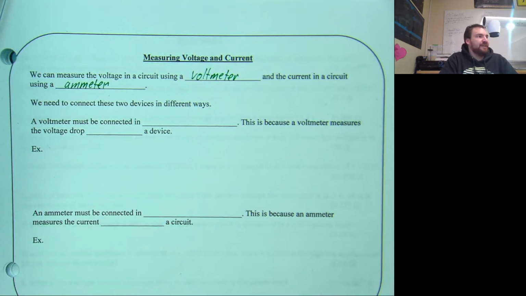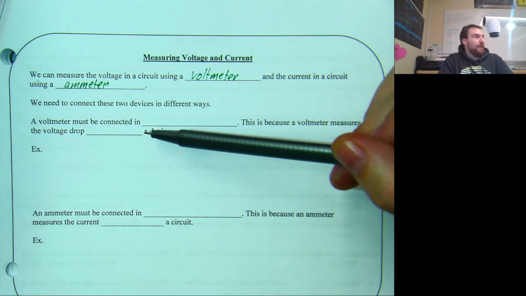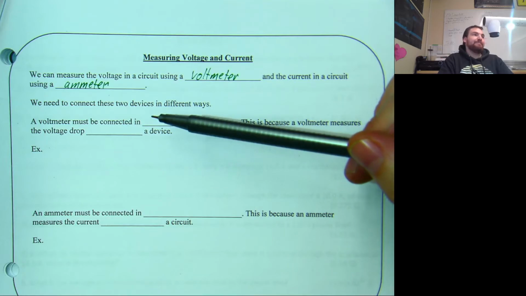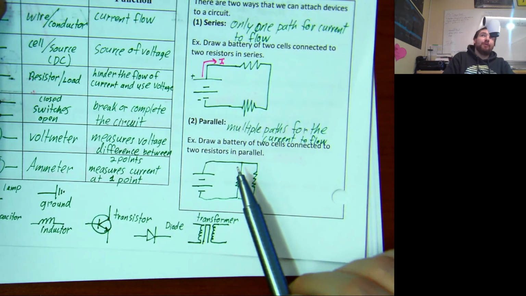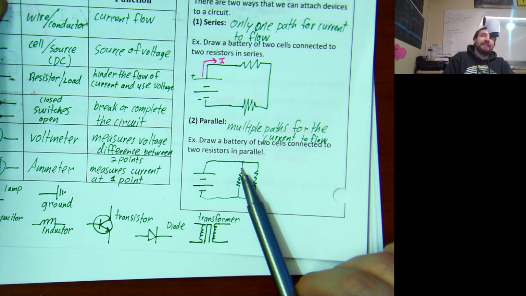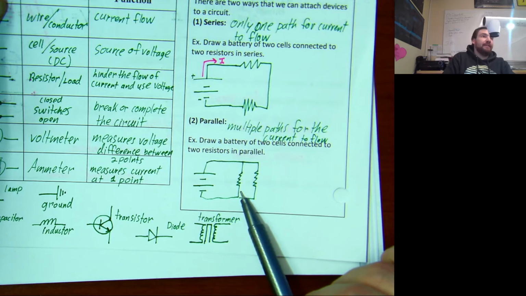One is a V in a circle, one is an A in a circle. And the description that I gave for each one of those determines how they need to get connected to a circuit. Voltmeter, I said, it tests the voltage difference between 2 points. So if you're connecting it to 2 points on a circuit, a voltmeter must be connected how? To be connected in 2 points means you'd connect it here and you'd connect it here. You're connecting it around other objects.